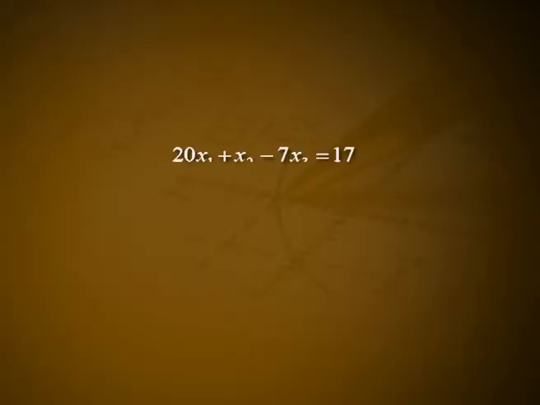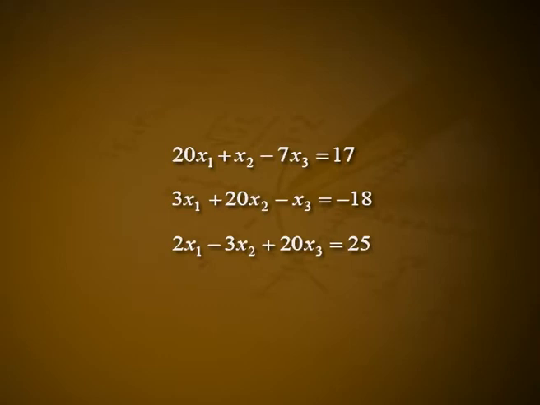From tables 1 and 2, it is clear that 12 iterations are required by Jacobi's method to achieve the same accuracy as 7 Gauss-Seidel iterations. Problem 2. Solve by Jacobi's iteration method the system of equations 20x1 plus x2 minus 7x3 equal to 17, 3x1 plus 20x2 minus x3 equal to minus 18, 2x1 minus 3x2 plus 20x3 equal to 25.